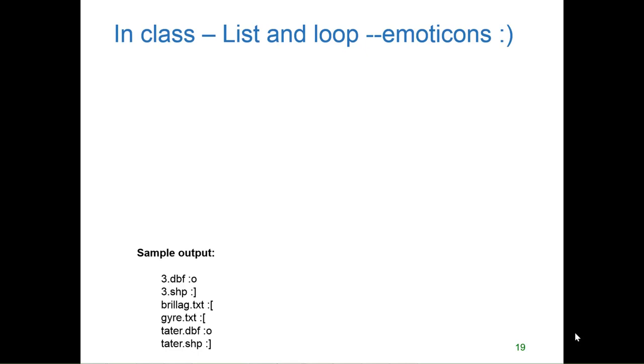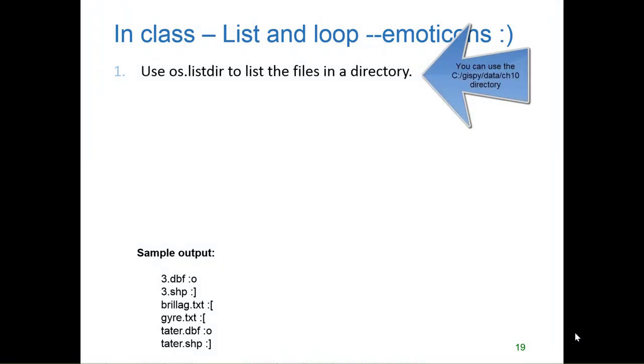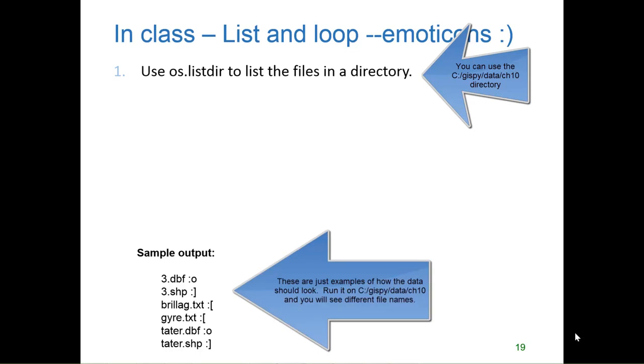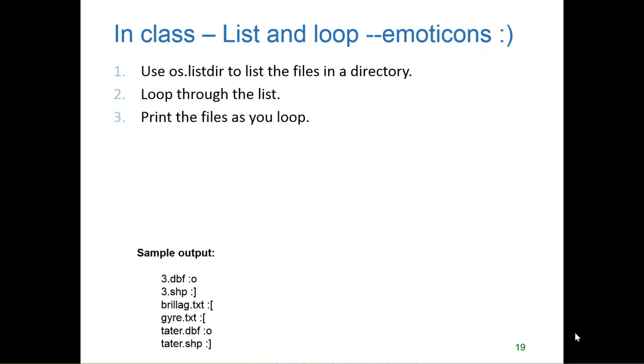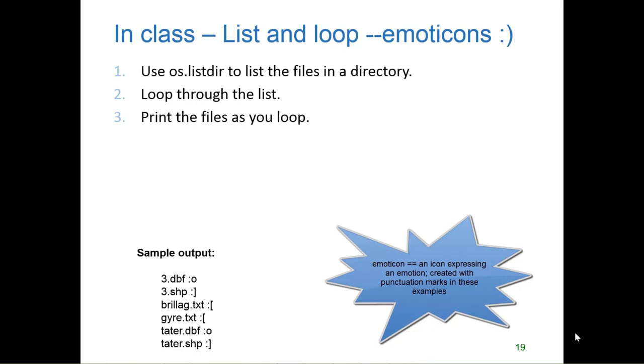When you start this exercise, first thing you want to do is use the os.listdir function to list the files in the directory. Get a list, return that list into a variable, then loop through the list and print the files as you loop through. First, get that working before you worry about which type of file it is and which type of emoticon to print out. Just print the file name.